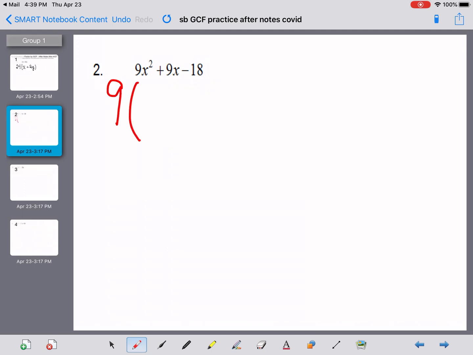And once we factor that out, 9x squared divided by 9 is x squared. 9x divided by 9 is 1x. We don't necessarily have to write the 1, but you can. And 18 divided by 9 is 2. If you want to get technical, it's negative 18 divided by 9, which is negative 2.